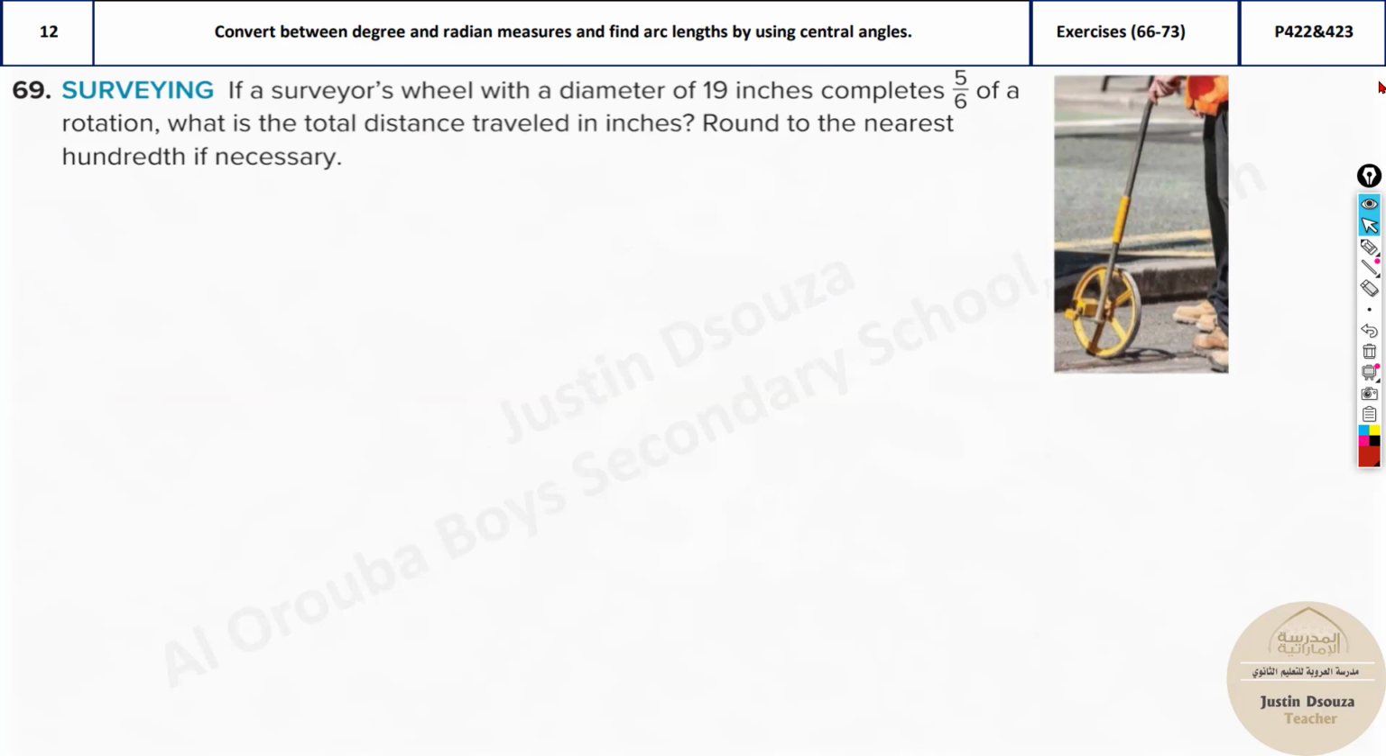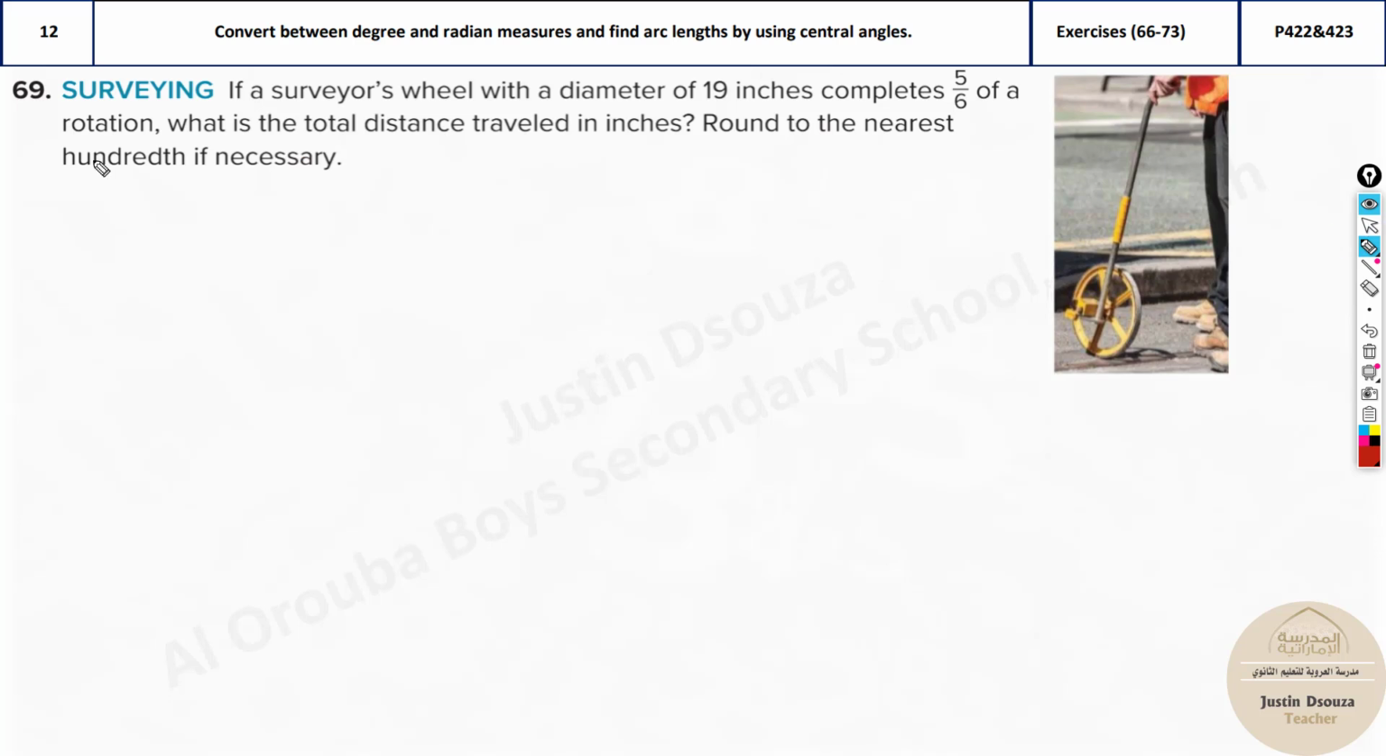Here we have a surveying problem. If a surveyor's wheel with a diameter of 19 inches completes 5/6 of a rotation, what is the total distance traveled in inches? Round to the nearest hundredth if necessary. Yeah, they have asked us to find the total distance. That is basically arc length, so we have to use the arc length formula.